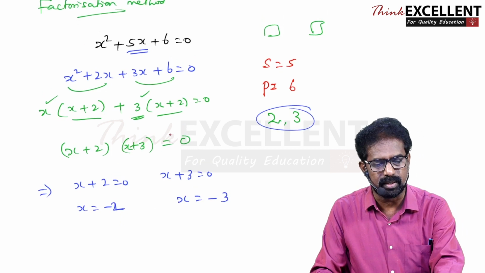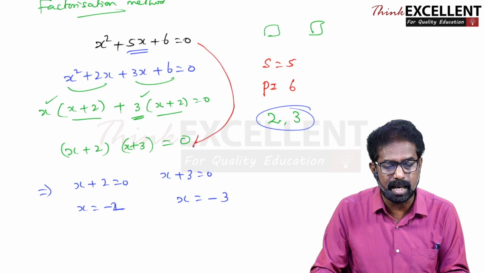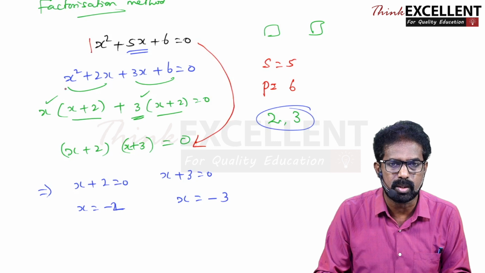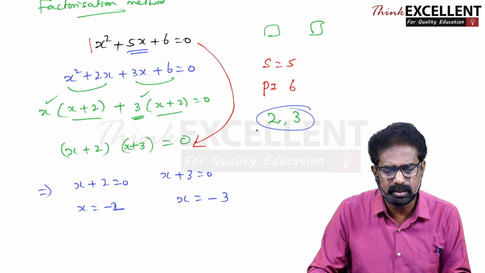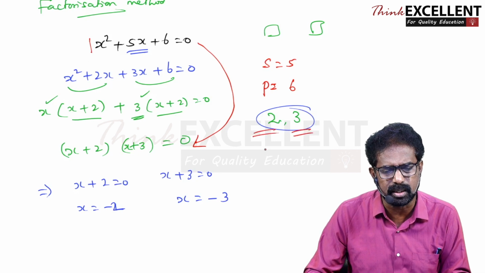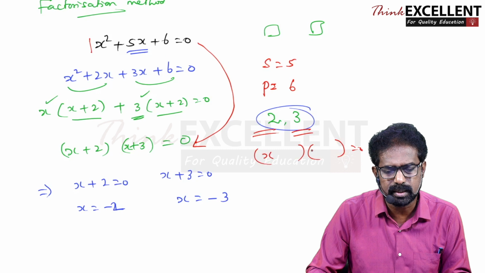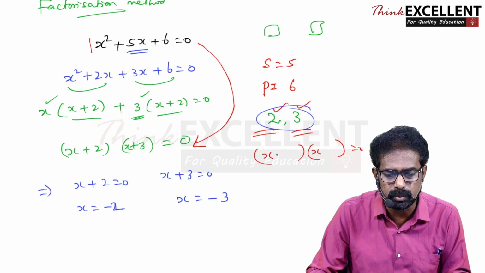Please listen very carefully. How can you write this step directly from here? Listen, here the coefficient of x square is what? 1. The coefficient of x square is 1. So straight away you can write it. The numbers are 2 and 3, right? So just write, here the variable is x. You write x here, and here also x. Now just fill these numbers in here. One is plus 2, another number is plus 3, that's all.